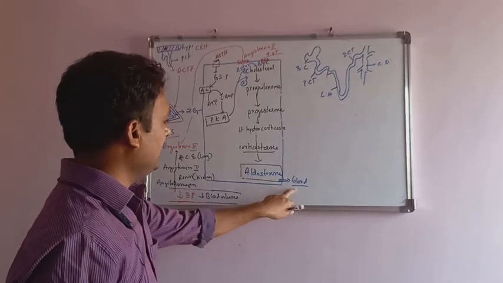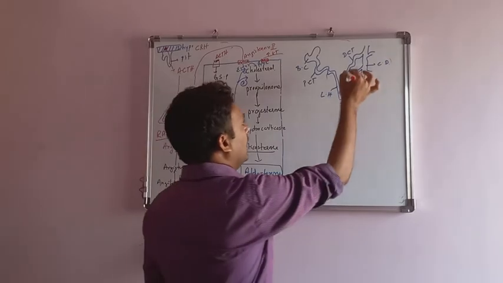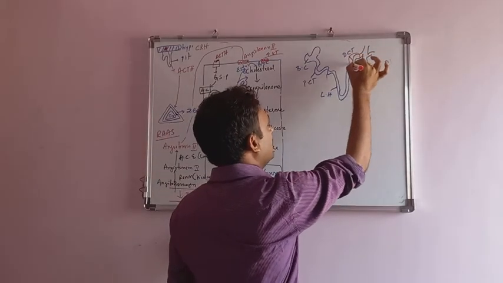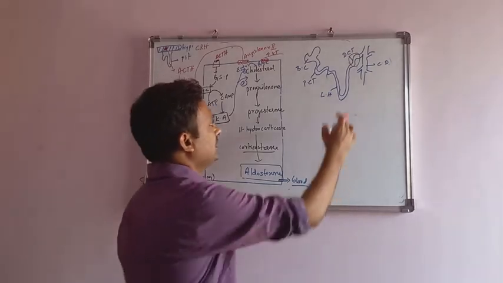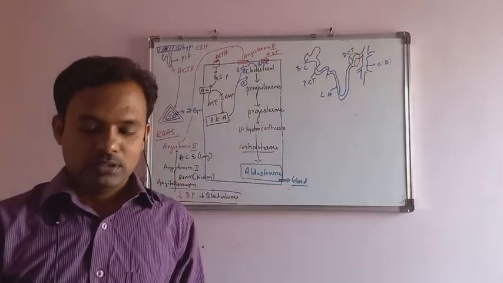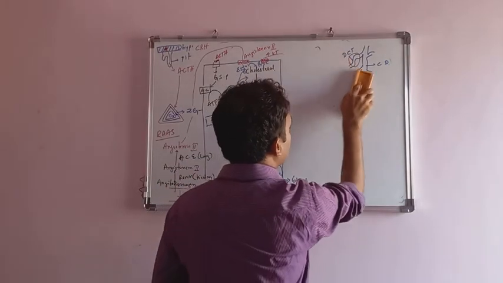The aldosterone that enters into the blood from the adrenal gland will go and act in the kidney, on the cells of the distal convoluted tubule. Here is the action of the aldosterone. It will act on the cells of the distal convoluted tubule. Right. We'll enlarge here the cells of the distal convoluted tubule.